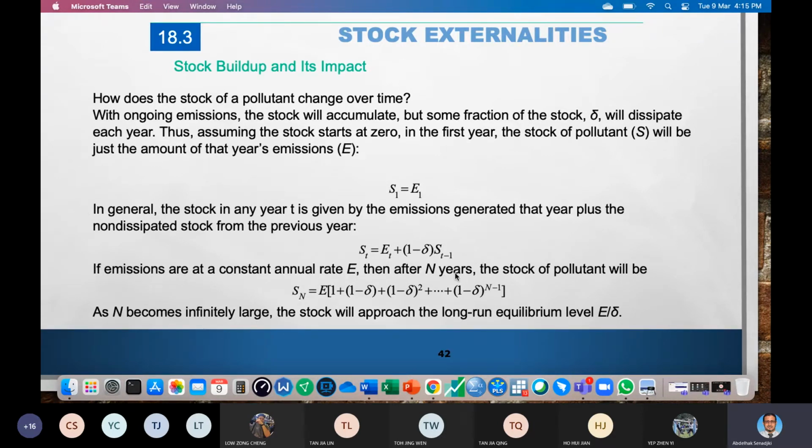then after N years, 100, 200, infinity, the stock of pollutant Sn for that particular year equals E times 1 plus (1 minus lambda) plus (1 minus lambda) squared, up to (1 minus lambda) to the n minus 1. In mathematics, if n becomes an infinite number, then this equation becomes E divided by lambda when we go to infinity. So this is how we calculate the stock externality.